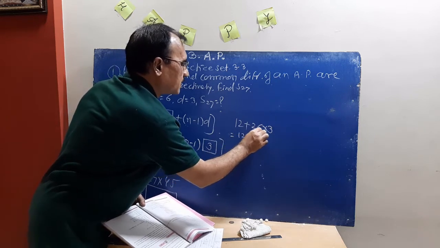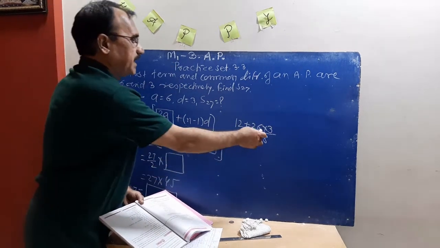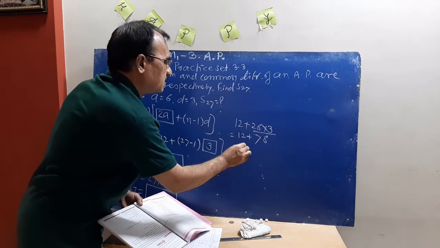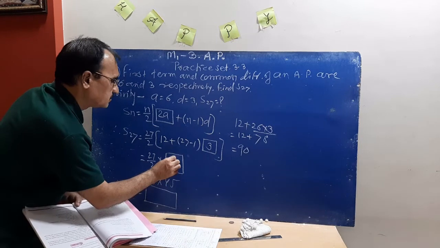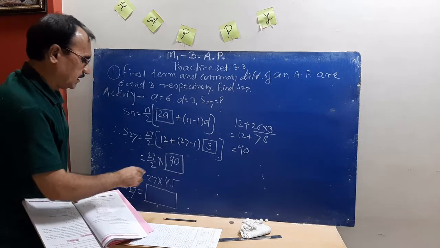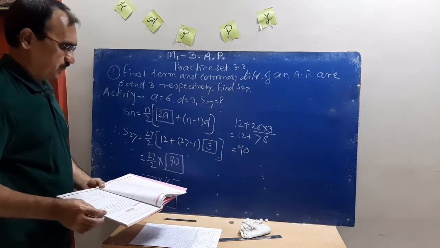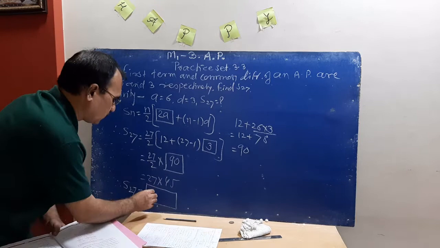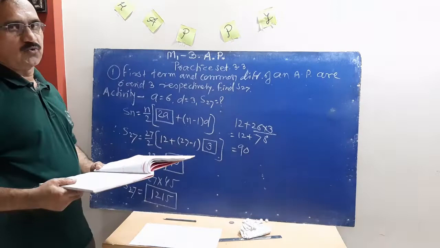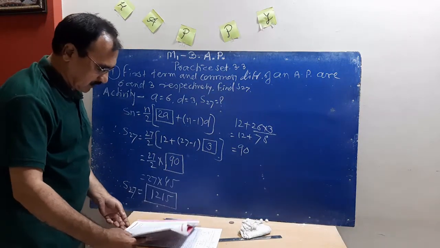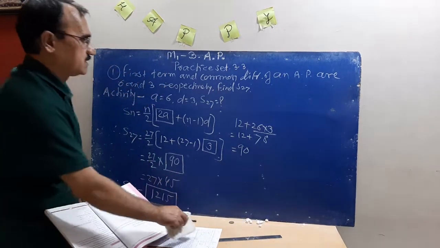12 plus 26, 3 sixes are 18, 3 twos are 6 plus 1 is 7, so 78. 12 plus 78 is 90. Means here 90 upon 2 is 45, which is already given, and 27 into 45 is 1215. If we multiply these two numbers, 27 into 45, the answer will be 1215. This is the required answer.